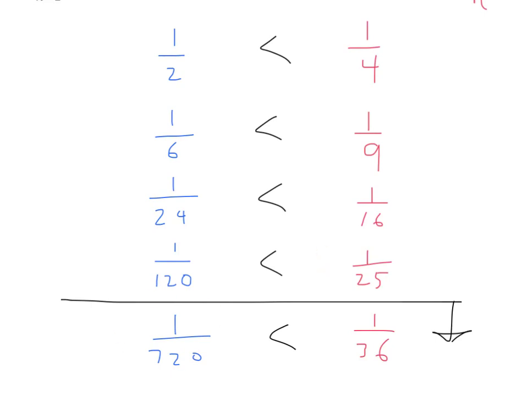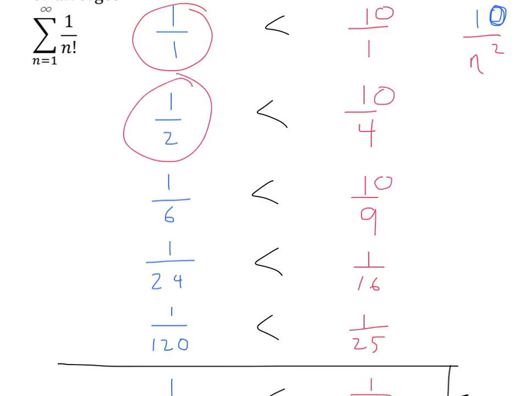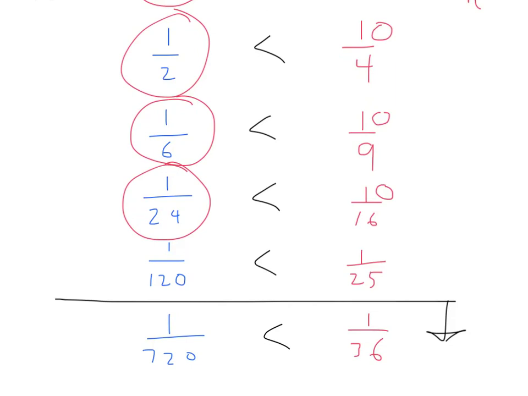The other thing you can do is be a little bit sneaky. Instead of doing 1 over n squared, just make it 10 over n squared. Because if I made it 10 over n squared, this first term would be 10, which is way bigger than this. This next would be 10 over 4, which is way bigger than this. The next would be 10 over 9, which is way bigger than this. The next would be 10 over 16, which is way bigger than this. And from that point on, we were doing fine anyway. From that point on, this side was totally small enough to win regardless.